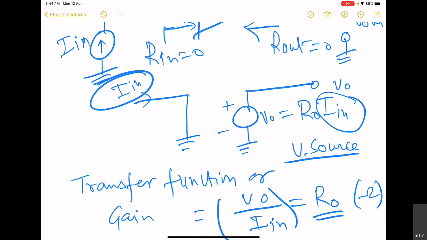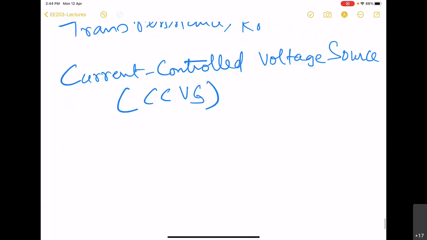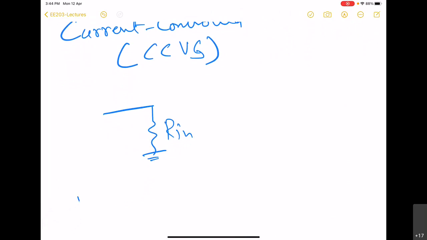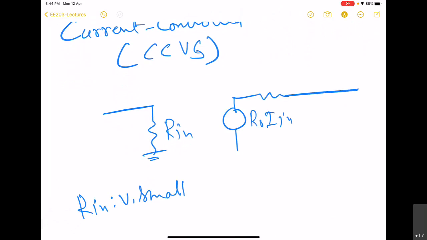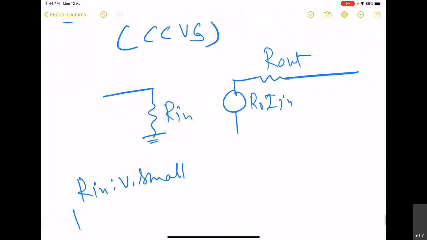And if you try to do a more realistic model, then of course we will have certain Rin, and this Rin is going to be very small, and then on the output side we have the voltage source and the series resistance R out. This R out is also going to be very small.